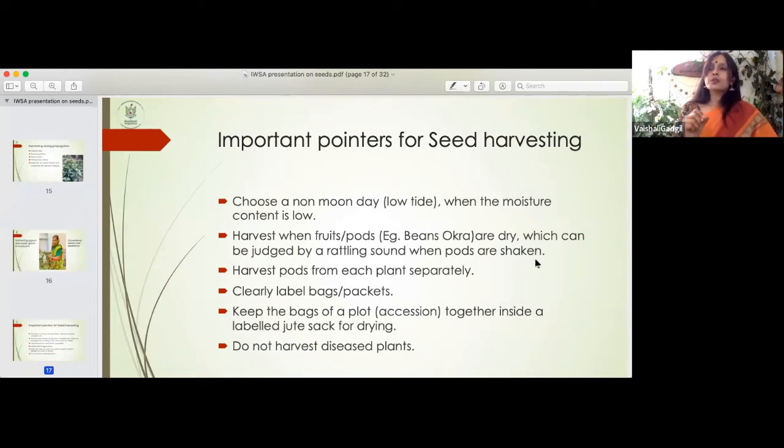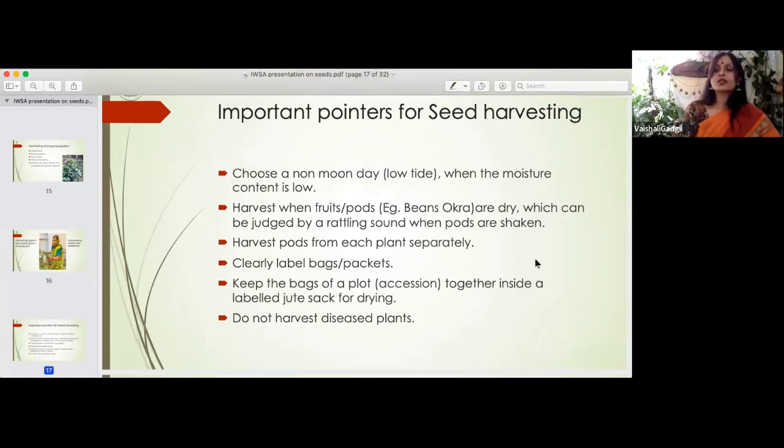Harvest the pods from each plant separately, because it's really important. As I said, if you have planted multiple seeds and you want to do seed conservation, harvest them separately and keep them separately, clearly label them, keep them in separate packets, and keep them in a jute sack for drying. Do not expose it to the sun directly. Let it be filtered, and do not harvest the diseased plant. Actually, you should get rid of the diseased plant so that the other plants do not get affected.